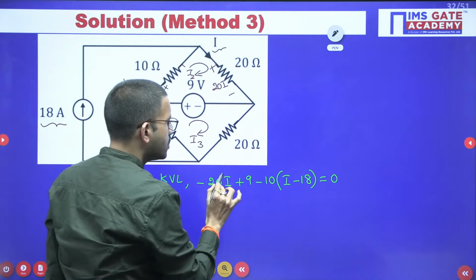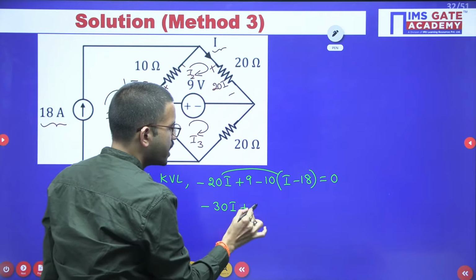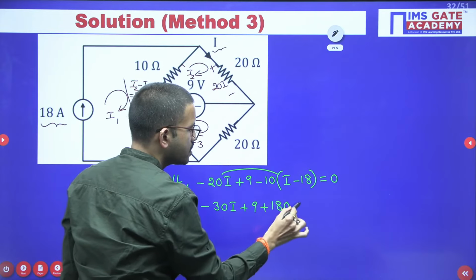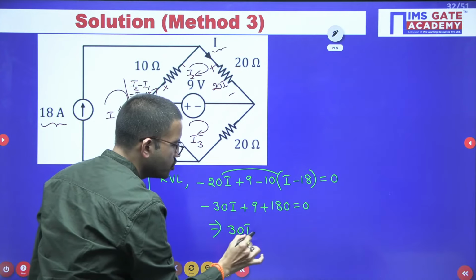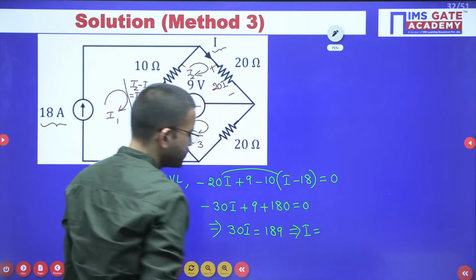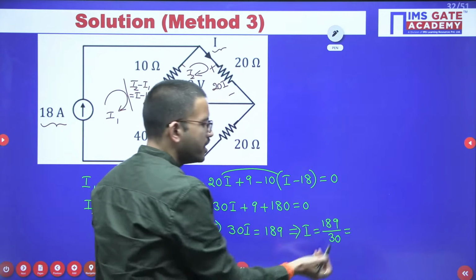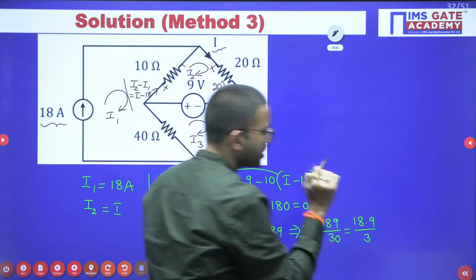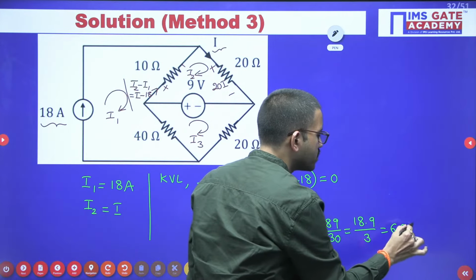So here 20I plus 10I, that means 30I, plus 9 I am keeping as it is, minus of minus, that is plus 10 into 18, that is 180, is equal to 0. So from here 30I we can bring to the right hand side, it will become positive. Left hand side you are going to have 189. From here you can write I equal to 189 divided by 30. So here also 189 divided by 10 you can write as 18.9 divided by 3. So from here you can write 6.3 ampere.